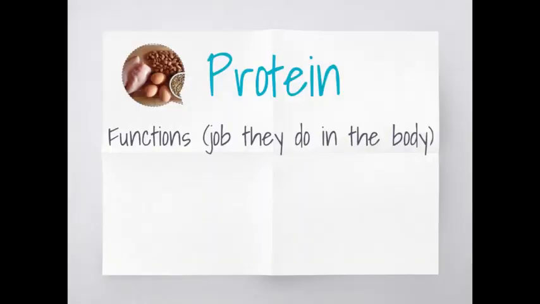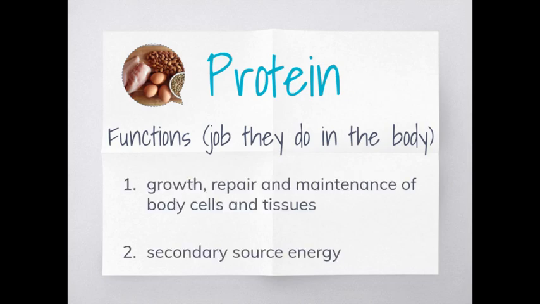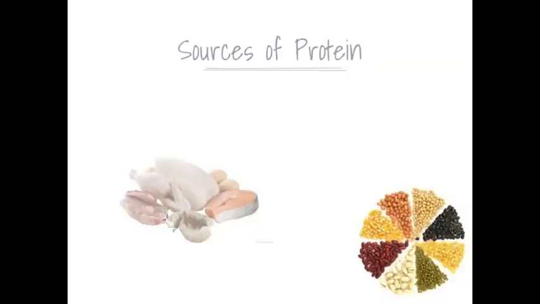The function of protein in the body, the job that it does in our body, is it's needed for growth, repair and maintenance of body cells and tissues. That's its main function. Then, once it's been used for that function, it's used as a source of energy. Proteins are made up of amino acids. Essential amino acids can't be made by the body, so they have to come from the foods that we eat.